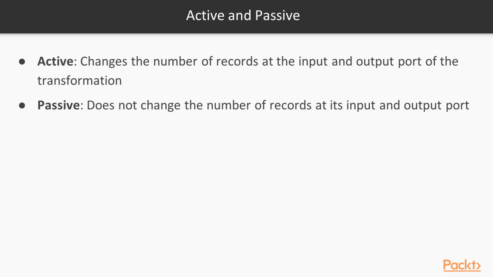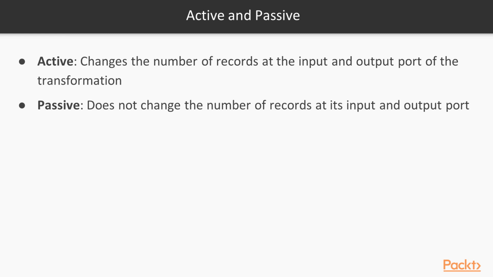If a transformation does not change the number of records at its input and output port, it's said to be passive. If a transformation changes the number of records at input and output port of the transformation, it's active. If the transformation changes the sequence of records passing through, it'll be active, as in case of union.